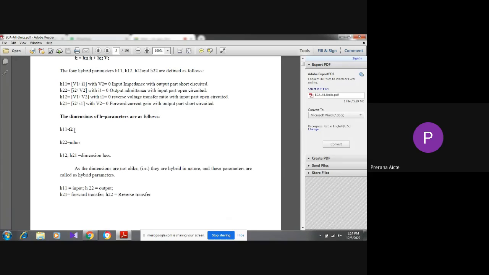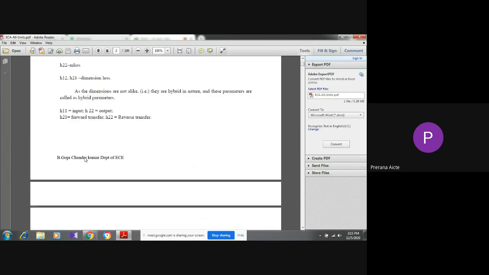H11 is input impedance, and the unit is ohms. H22 is output admittance, so the unit is ohm inverse or mhos. H12 and H21 are dimensionless, which means there are no units, because they are gains: H21 is forward current gain and H12 is reverse voltage gain. For gain there are no units.